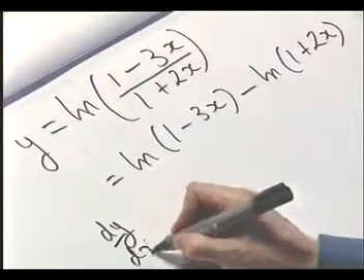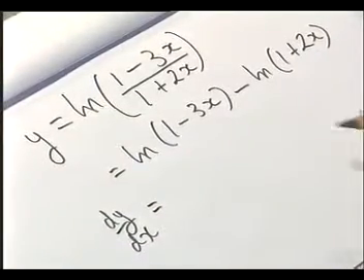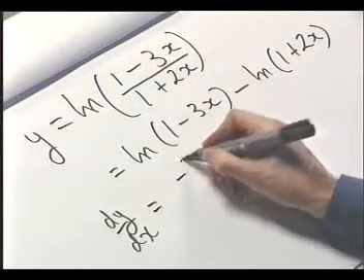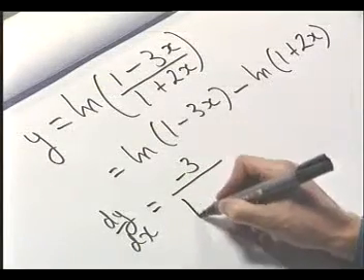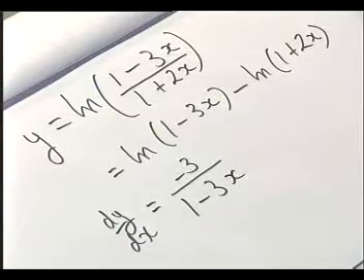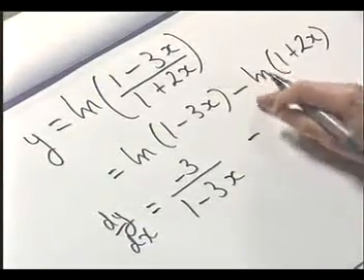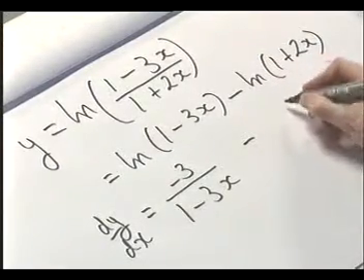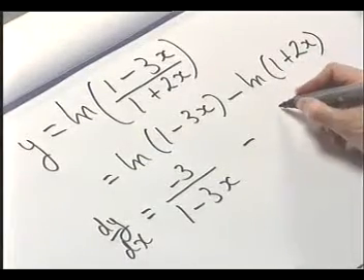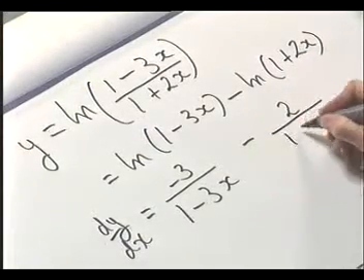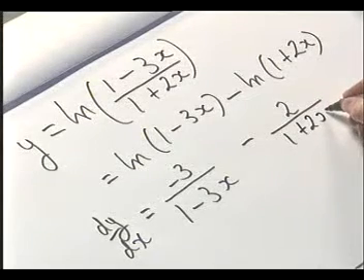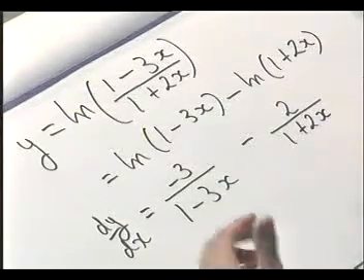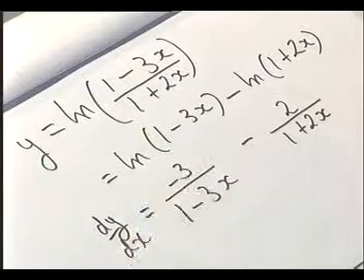So we can have dy by dx equals, and this is a function of x, 1 minus 3x, so we differentiate it, that's minus 3 over the function itself, 1 minus 3x. Minus, that's that minus sign, and now we do the same for this logarithm. Here's the function of x which we differentiate. So the derivative of 1 plus 2x is 2 over the function itself, 1 plus 2x. Now, there is a penalty to pay for getting away with such a straightforward differentiation.